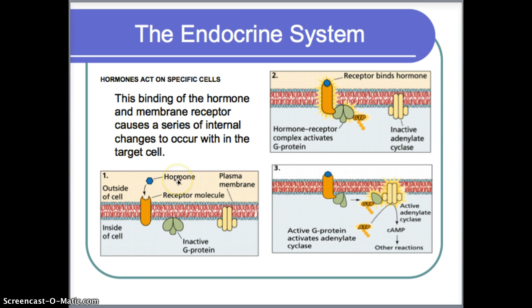So the hormone is considered the first messenger, and it binds to a receptor on the cell membrane. So here we have outside the cell, inside the cell, and these are proteins that are embedded in the membrane. So it will bind to a receptor in the membrane. This hormone receptor complex will activate a G protein. This G protein will then activate adenylate cyclase, which is an enzyme. Once that gets activated, adenylate cyclase will convert ATP into cyclic AMP.